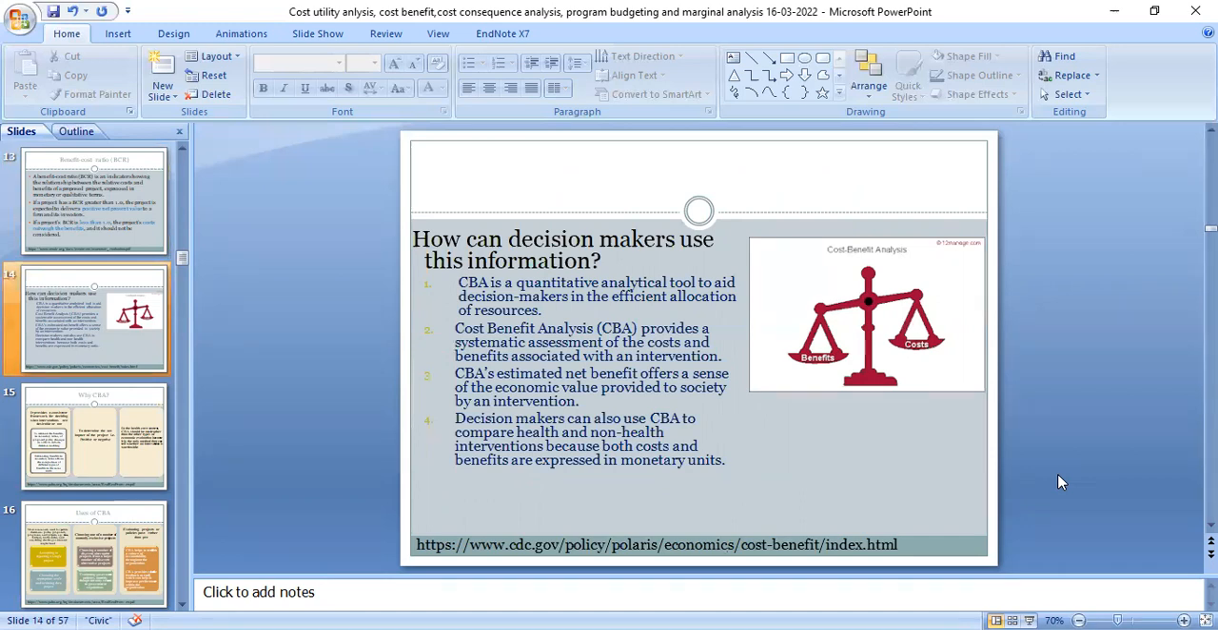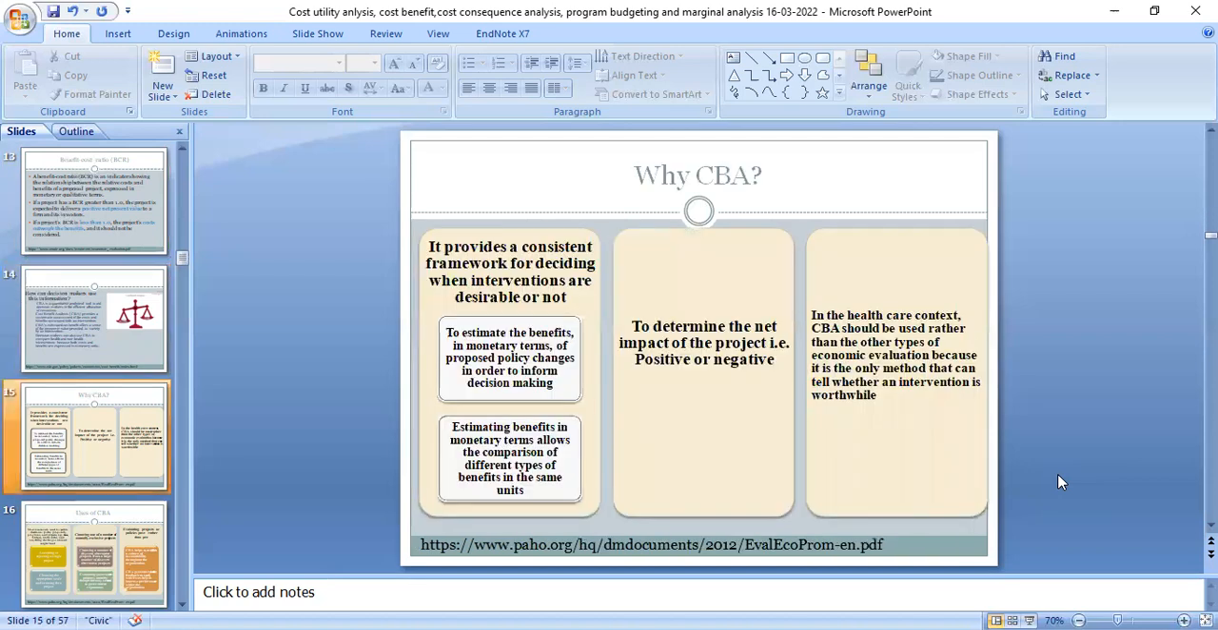Decision makers can also use cost benefit analysis to compare health and non-health interventions because both costs and benefits are expressed in monetary units. Now, why CBA is used?